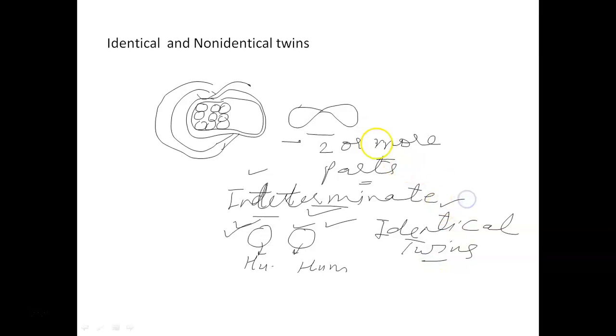Of course, they will be formed from one zygote, so the same sex, and their genotype, DNA, will be the same. No other 2 organisms have the same DNA, only identical twins. So DNA is the same and they are of the same sex. You cannot even tell them apart. You must have seen identical twins in your classes also.